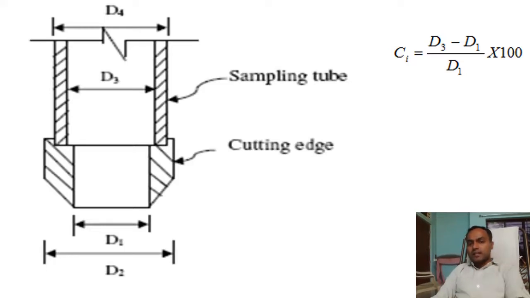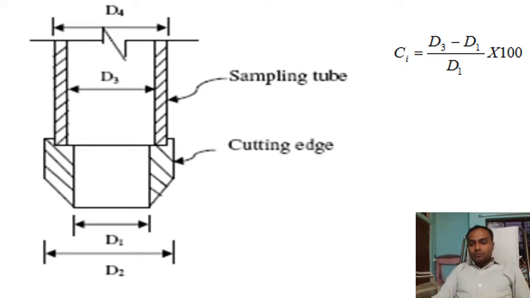Then why is this inside clearance given? Because soil has some elastic expansion. When it is inside the ground, it is compacted by the surrounding soil. When you put in a sampler and pick the soil sample outside, it wants to expand elastically a little bit. We need to allow the soil to expand a little, therefore we give a little clearance inside the sampler. That clearance must be 0.5% to 3% as per the guidance.